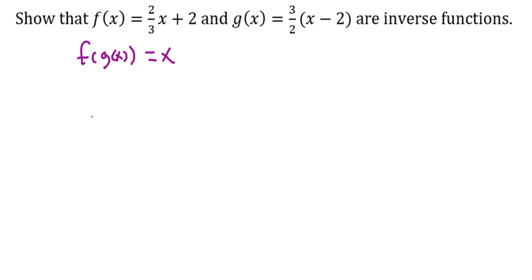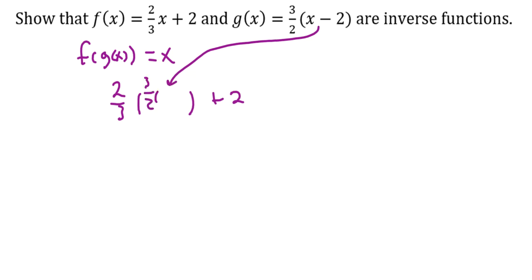So first thing we're going to do is prove that these are inverses, so we have to do this is equal to x. So I'm going to take f of x, and substitute in 2/3, big old parentheses here, plus 2. And this simply goes in right here. Okay, that's going to be 3/2 x minus 2.